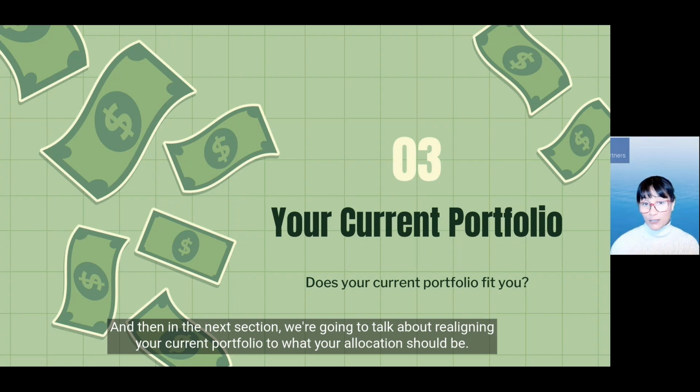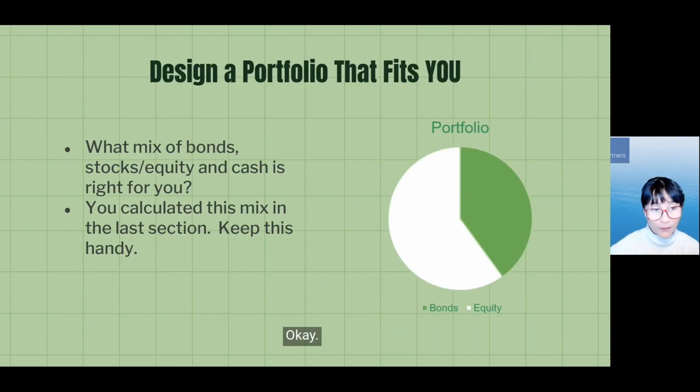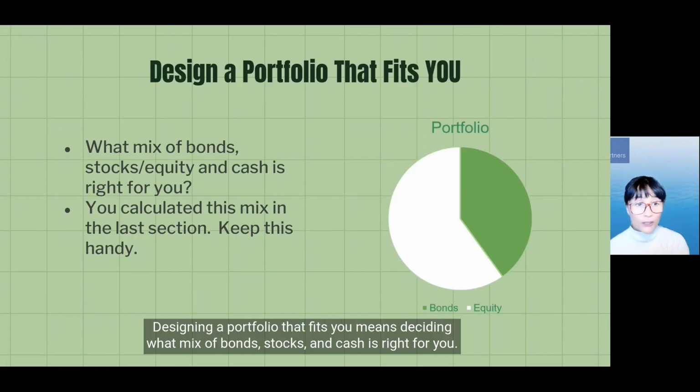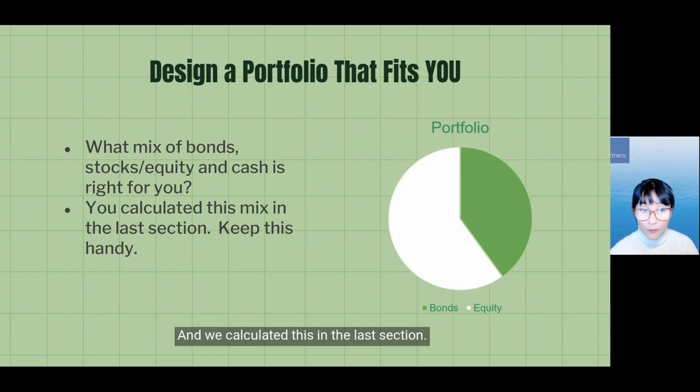And then in the next section, we're going to talk about realigning your current portfolio to what your allocation should be. Okay, so designing a portfolio that fits you means deciding what mix of bonds, stocks, and cash is right for you. And we calculated this in the last section. Please keep this with you. We want you to have this handy.